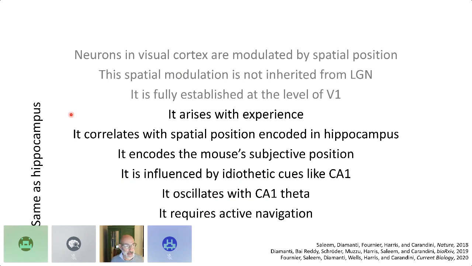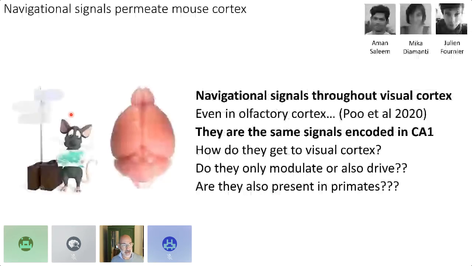So to summarize, I know that I'm at 15 minutes, so I'll end right now. Our results say that we find navigational signals all the way throughout visual cortex. And in fact, a paper by Cindy Poo in the Mainland Lab recently found them even in olfactory cortex. And as far as we can tell, these are the same signals that are encoded in CA1 and probably in other parts of the navigational system.